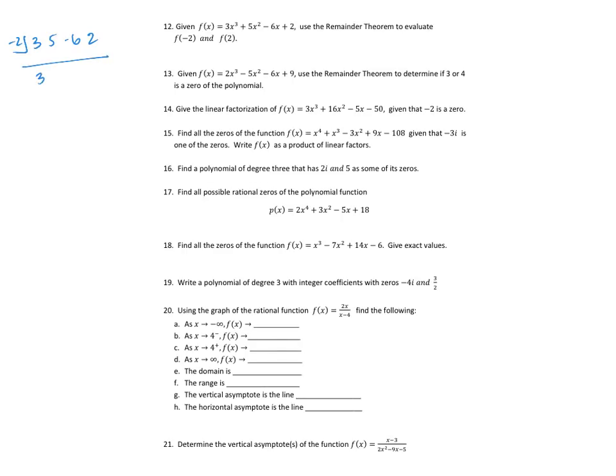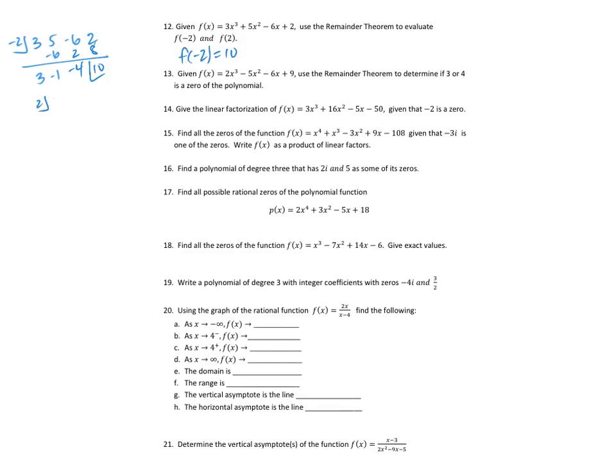And so I've got 3, -6, -1. So we get a +2, we get a -4, -4 times -2 is +8, and then we get 10. So f of -2 is 10.